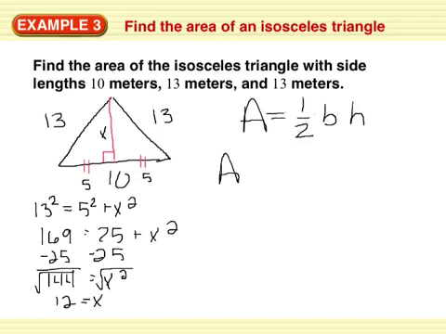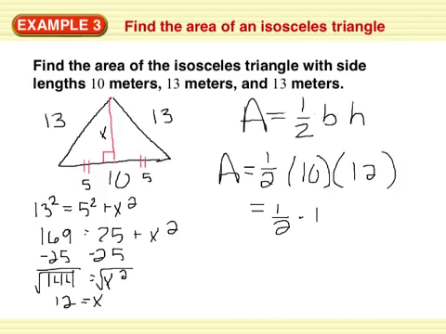So my area is 1/2 the whole base, which is 10, times the height, which we just found is 12. 10 times 12 is 120. 1/2 of 120 is 60 meters squared.